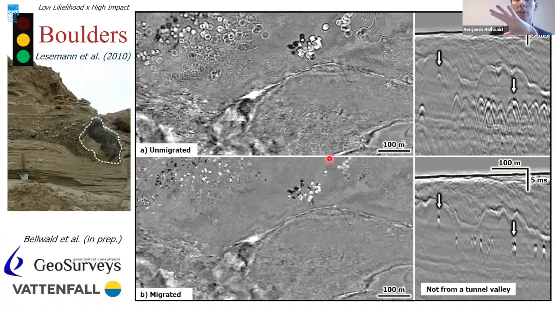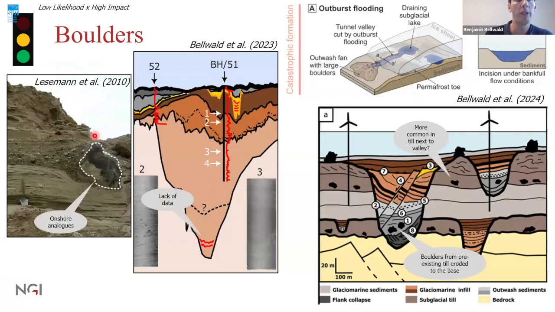This is just an amazing example from a Vattenfall project collected by GeoSurveys that shows us how boulders are supposed to look. However, in tunnel valleys, I lack really good examples of boulders. And if you have some good ones, please share them with me if you're allowed to. I'm very much interested, because from onshore, we know there could be.